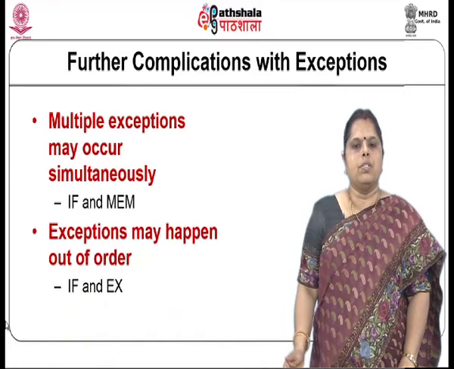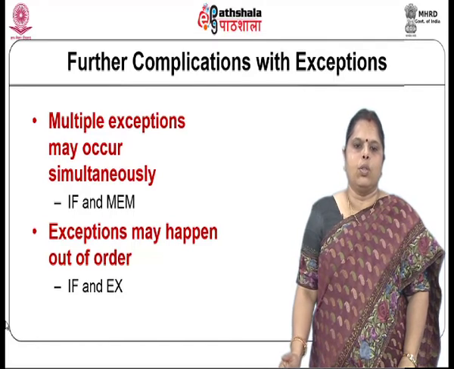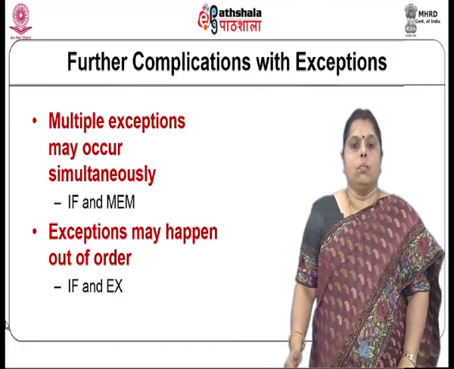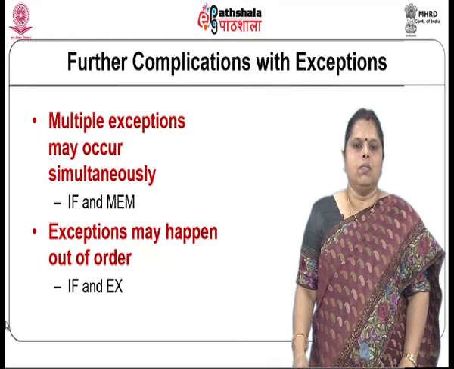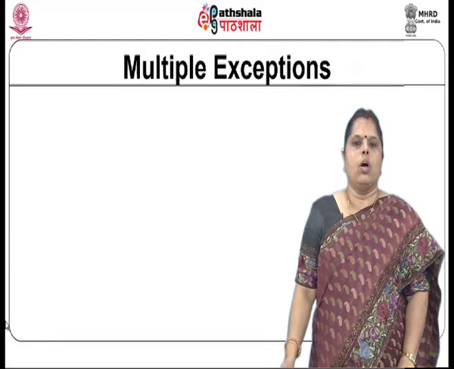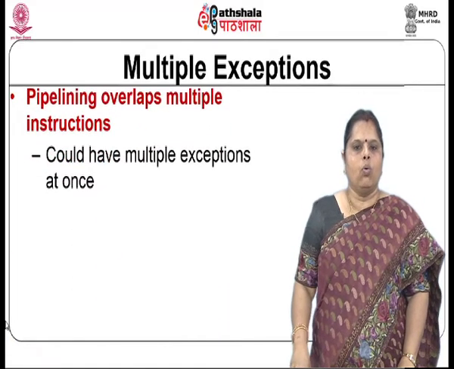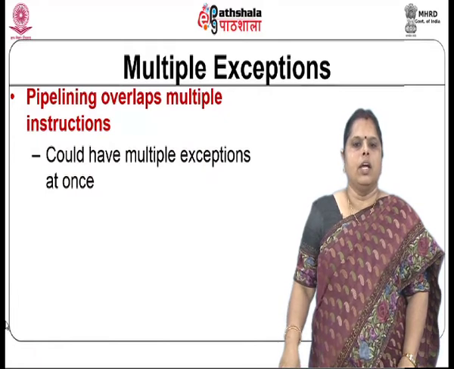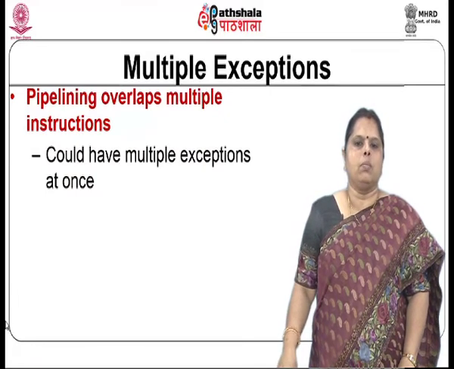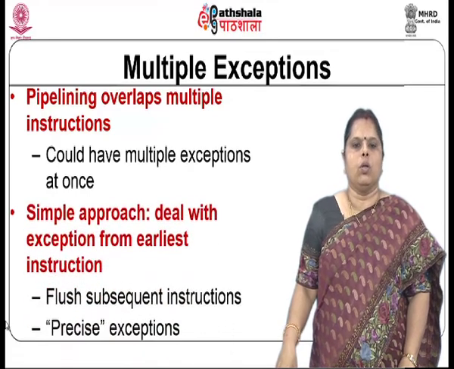And also exceptions may happen out of order. That is, an instruction that is let into the pipeline at a later stage may cause an exception earlier itself than an instruction that was let into the pipeline earlier. So how do you handle these cases? Because the pipeline overlaps multiple instructions, it is quite possible that multiple exceptions will occur simultaneously, and out of order exceptions will also be there.